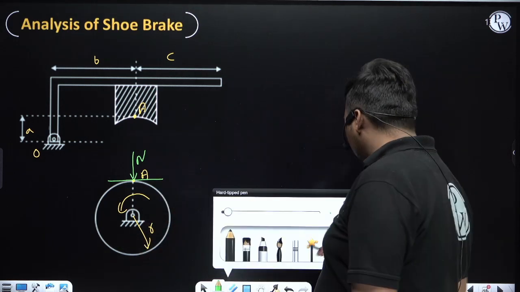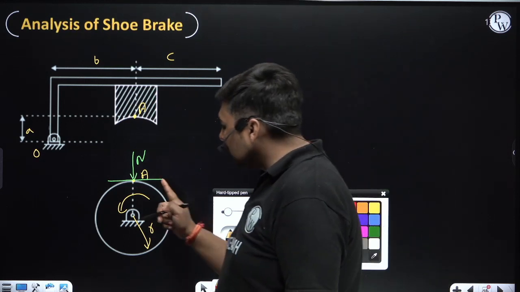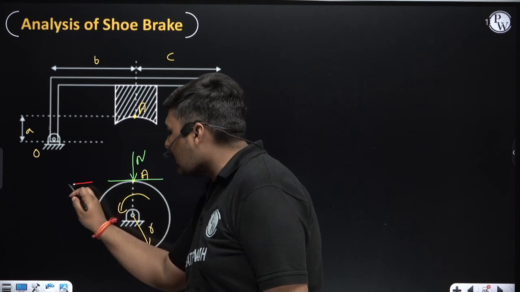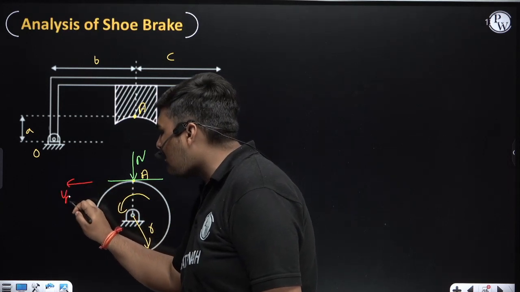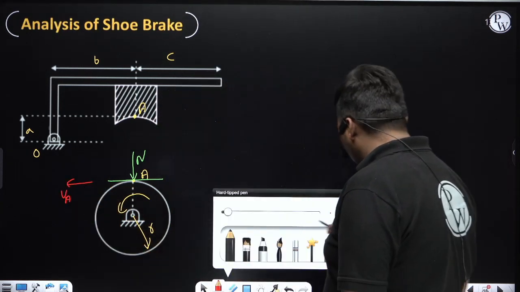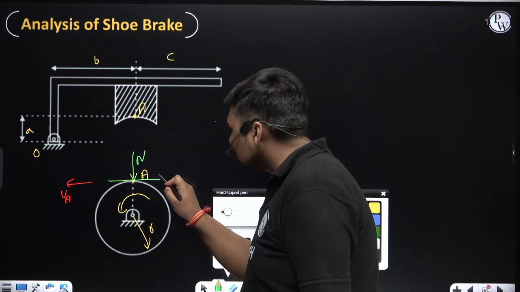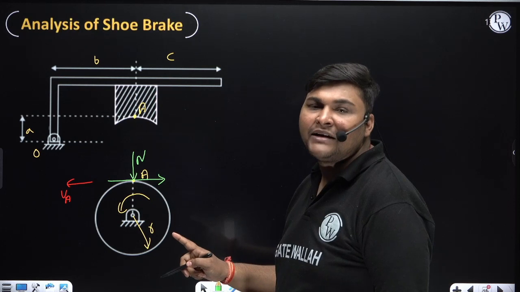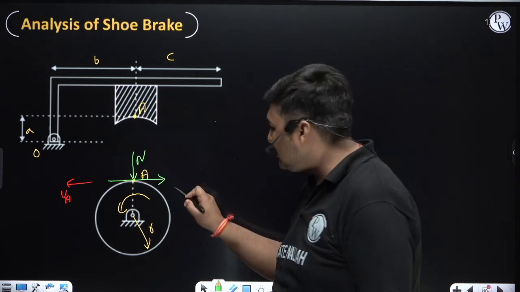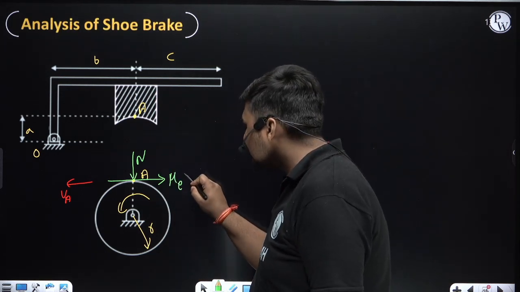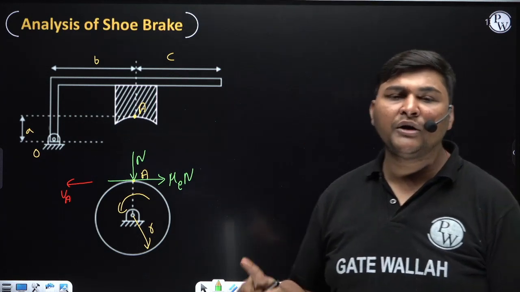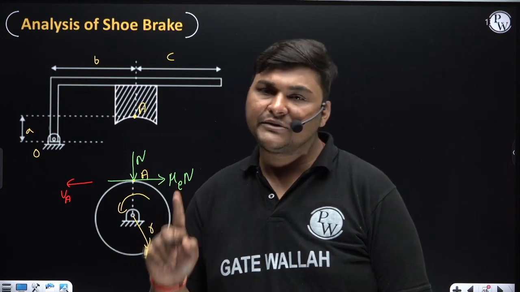So right now I am drawing the friction force in the body of the drum. First find the direction of velocity of point A. Since the drum is rotating anti-clockwise, the direction of velocity of point A will be this, and the friction force will act opposite to this, meaning the friction force will be in this direction. And what is the magnitude of the friction force? It will always be mu equivalent into N. For a short shoe brake, mu equivalent is equal to mu. For a long shoe brake, how to calculate mu equivalent, I have already explained.